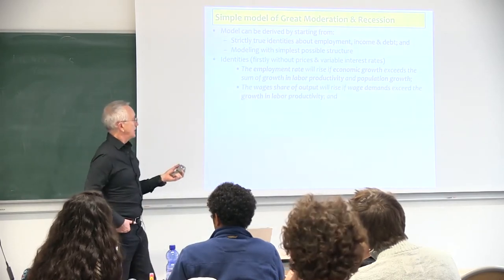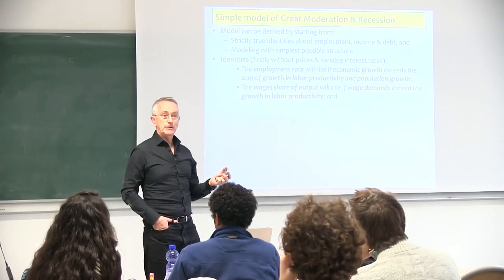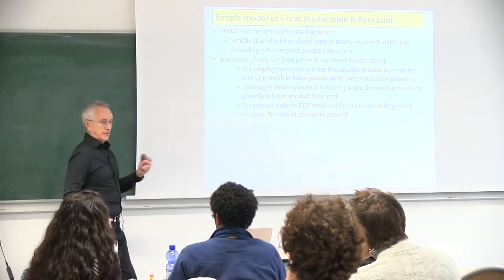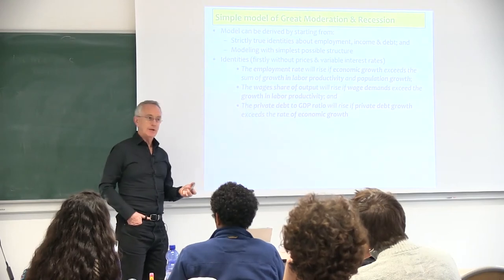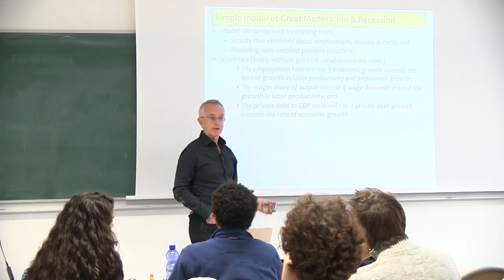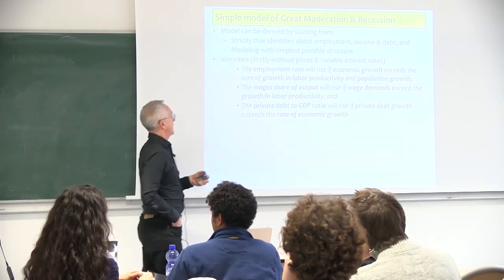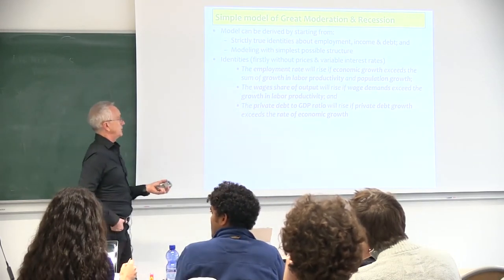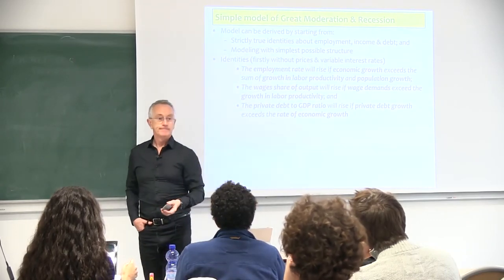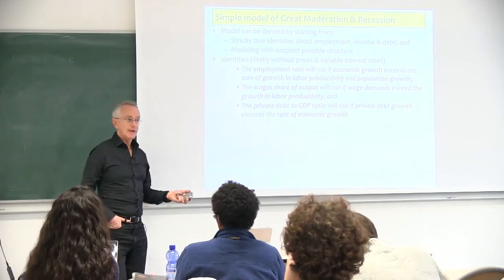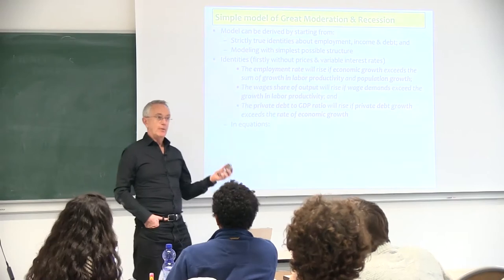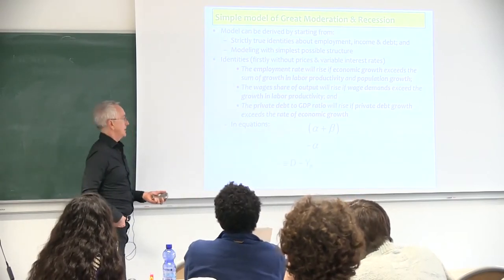Wages share of output will rise if wage demands exceed the growth in labor productivity. That's also definitionally true. And the third one, it actually took me a while to realize this because the actual equation was quite complicated, but in fact I worked it out very recently. You can just reduce it to this very obvious statement: the ratio of private debt to GDP will rise if private debt grows faster than GDP, which is another obvious statement. Now there's nothing about that that lets you work out what's going to happen in the economy. You simply have to simulate and see what happens.